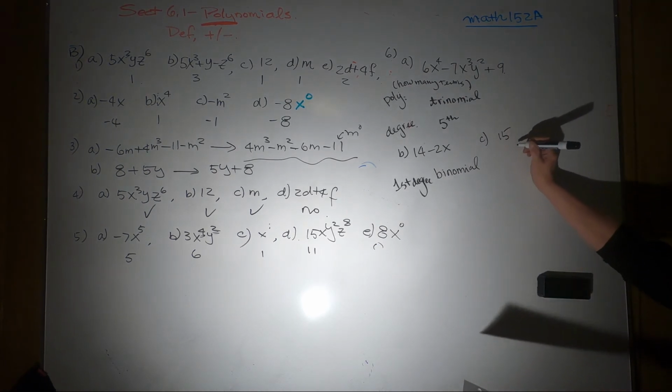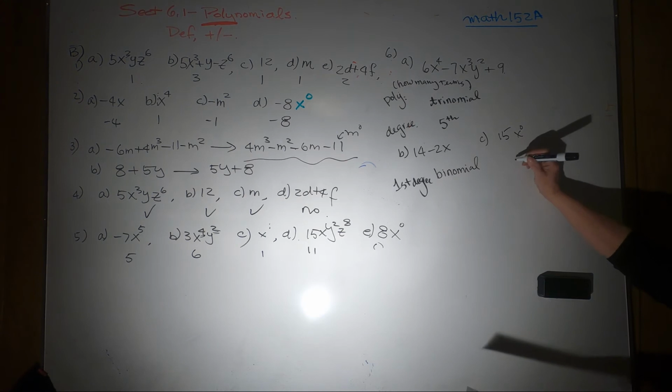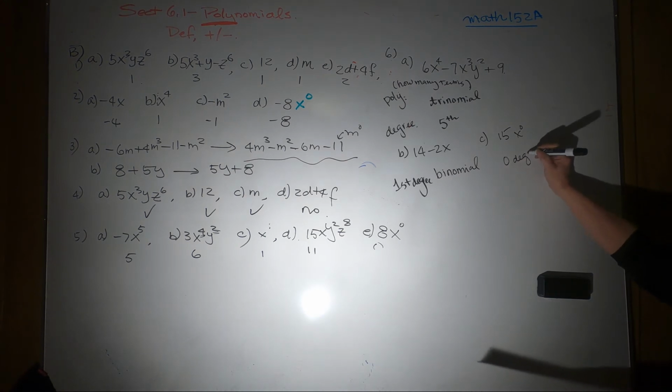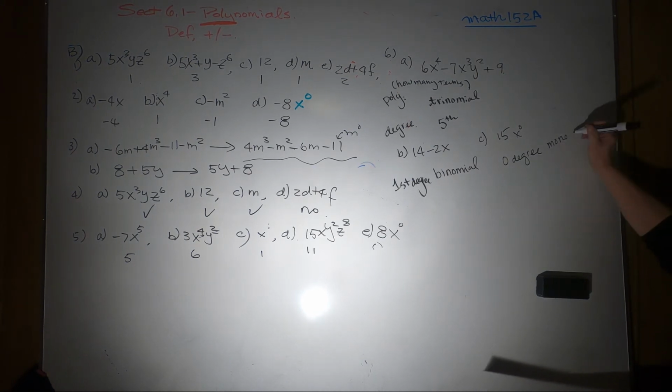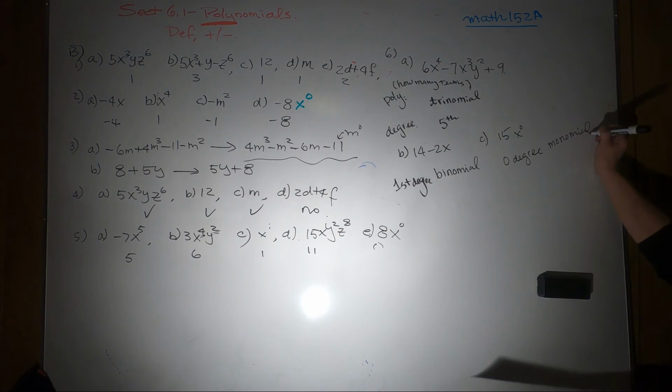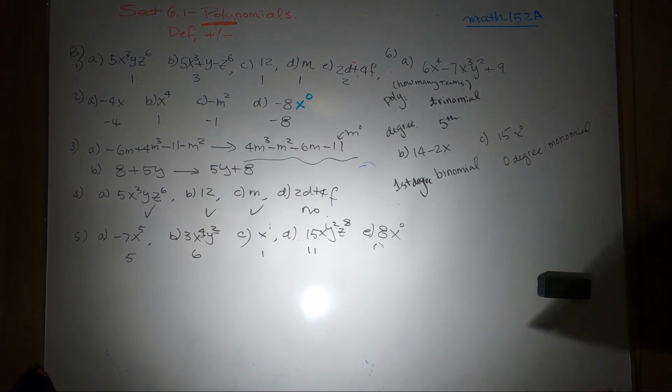So if 15 means what? How many degrees? 0 degree, right? How many terms? 1 term. We will say it is a 0 degree monomial. That's how we will describe a polynomial.